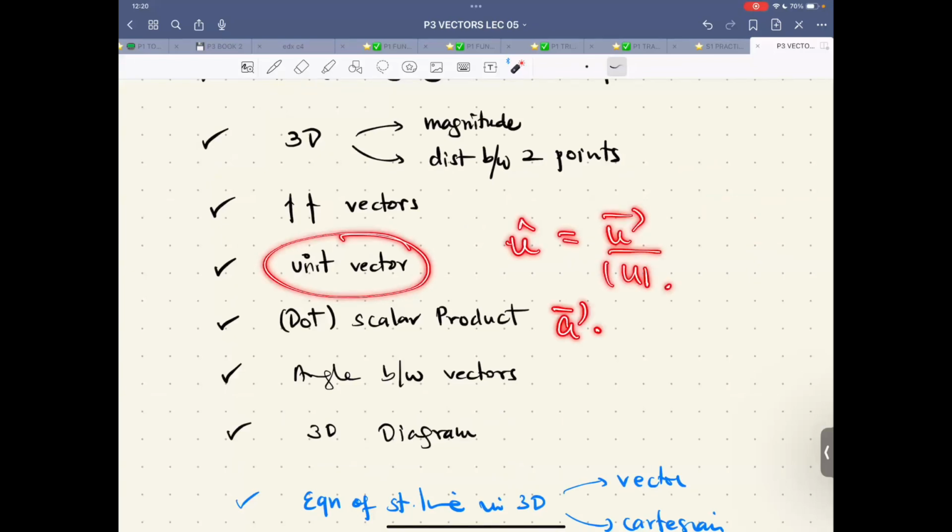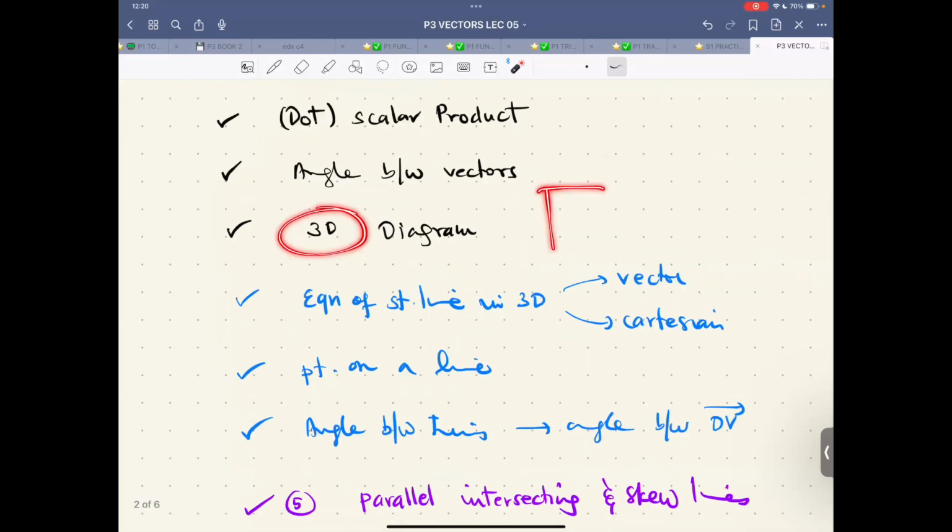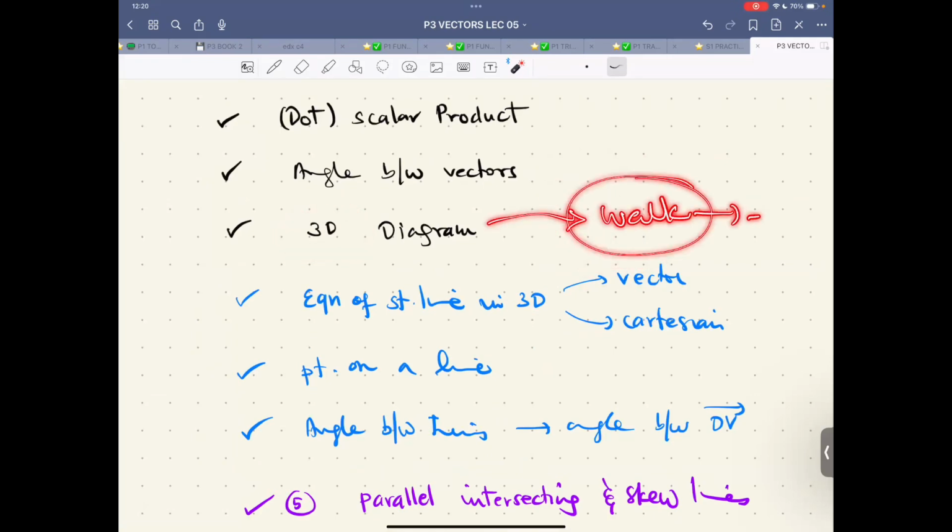Dot product, A dot B. What is it used for? To find the angle between two vectors, that is |A| |B| cos theta. Then we did some questions on 3D diagrams like this, in which i, j, k was given, and you just have to take a walk. So remember my words, take a walk around the edges and you are all set to go.